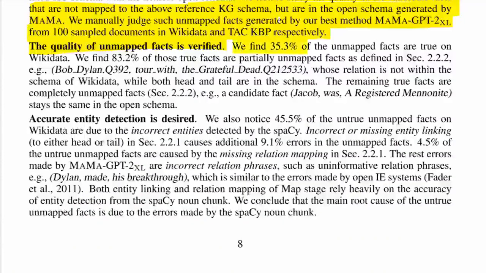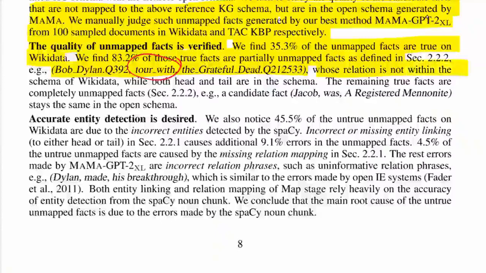"We find that 35.3% of the unmapped facts are true on Wikidata. We find that 83.2% of those true facts are partially unmapped facts." For example, Bob Dylan toured with the Grateful Dead. This really isn't in the schema, right? This is a nice relation that you might think humans would miss, because touring with someone is not the first thing that would come to mind if you had to come up with a bunch of relations between entities, but it is regularly used for musicians. So that is an application where an automated system can even extend the schema.